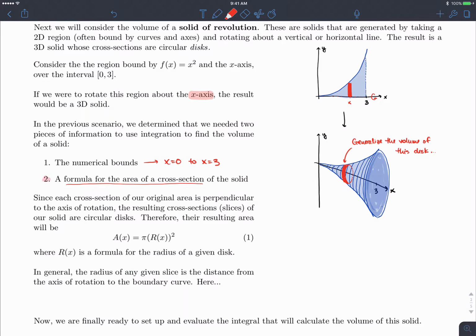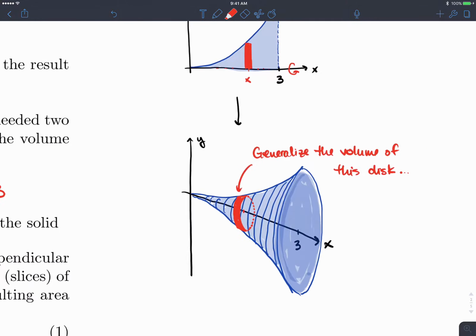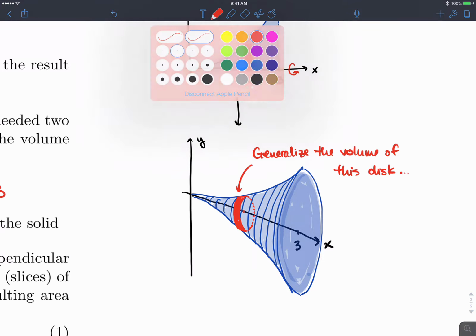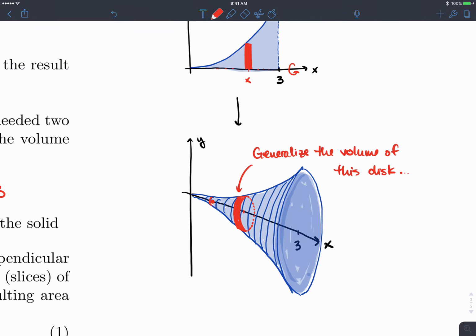and that leads us to the answer for number 2 here, which is the area of one of these cross sections is going to be pi r squared. Now the radius is going to vary depending where we are on the axis. If we're drawing a disk very close to the origin, like maybe right here, that's going to have a very small radius. Whereas if we go further out, the radius of these disks gets larger and larger, because the distance between the axis of rotation and our boundary curve increases as we move further out.